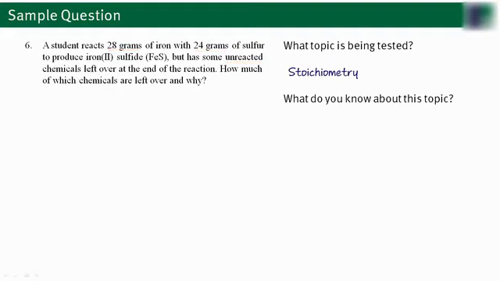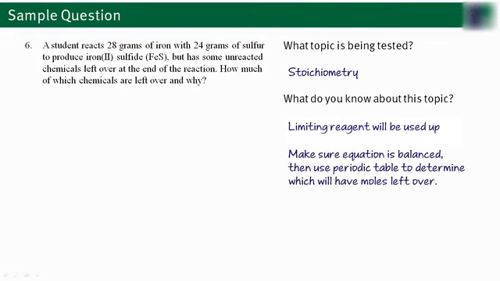What you're probably thinking here, or something close to it, is that by definition, the limiting reagent is what gets used up first, and the other one's going to get left over. And what we're going to do to solve is, once we get a balanced equation, use the periodic table to find some molar masses and find out which one of these ends up getting left over. That's going to bring you to the answer.